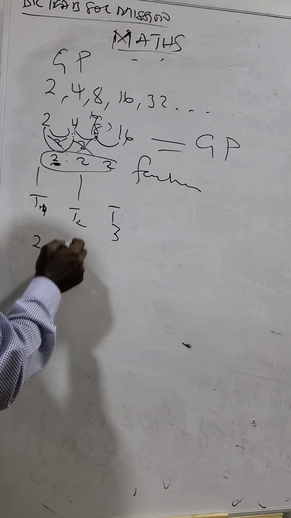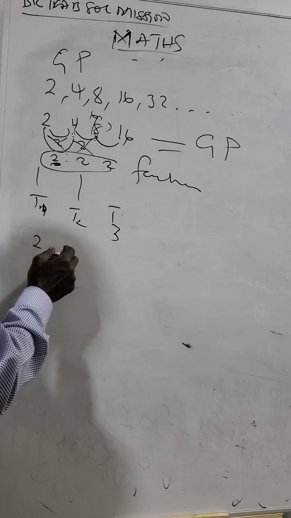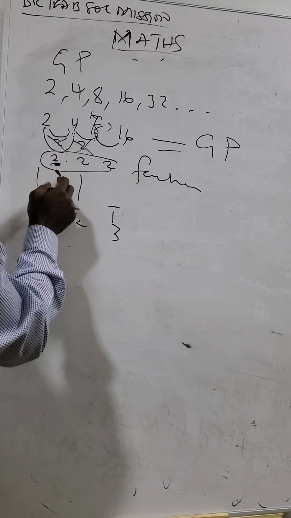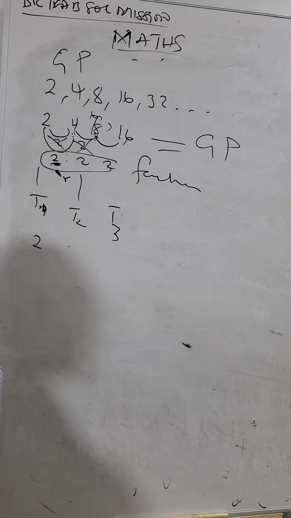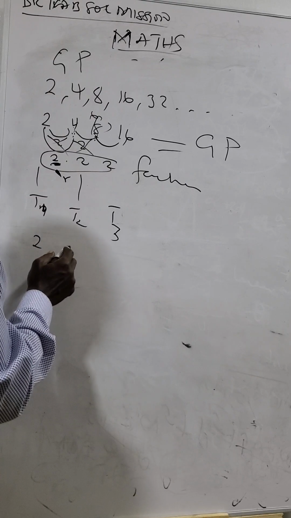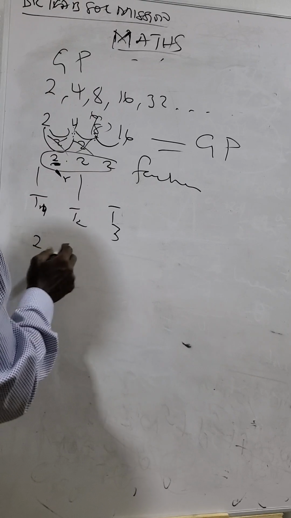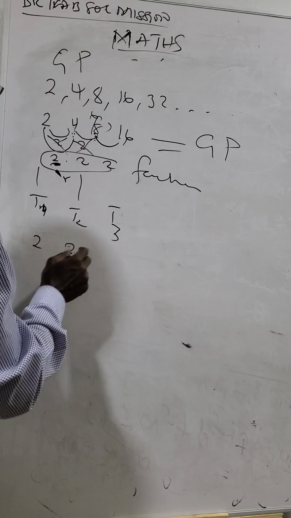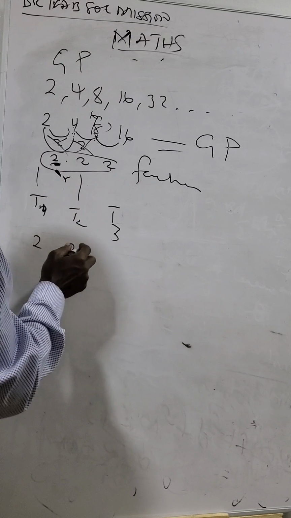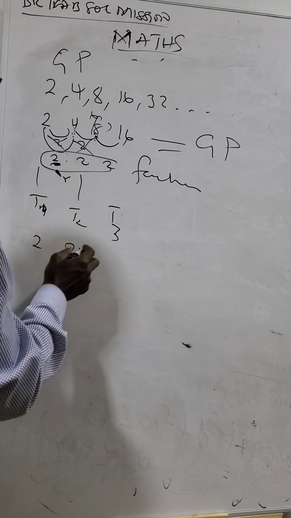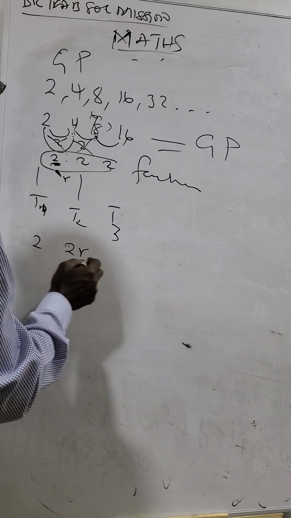Now, to get the second number, you have to multiply, assuming this is the factor that we are using to multiply. 2 is a factor. Realize that we have to multiply the first number, 2, by our factor r. Okay, but what factor to what power?